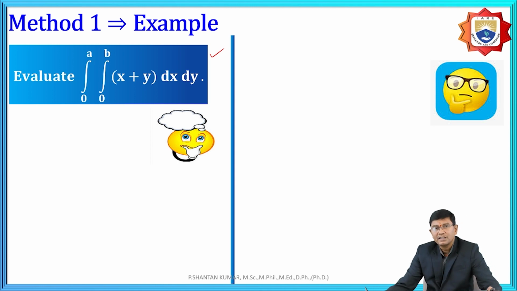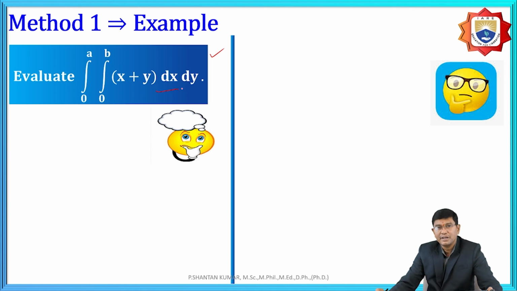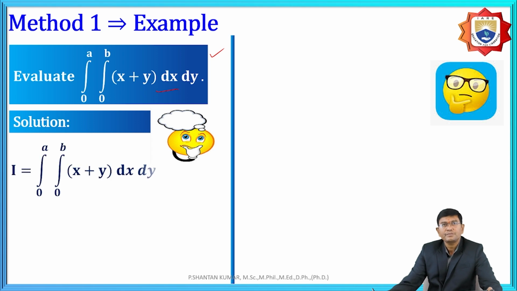The problem is, one limit is 0 to a and the other is 0 to b, of x plus y into dx dy. Based upon this concept, we first integrate with respect to dx. That means, for the limits, we assume x is equal to 0 to b, and the remaining limits are treated as y is equal to 0 to a.